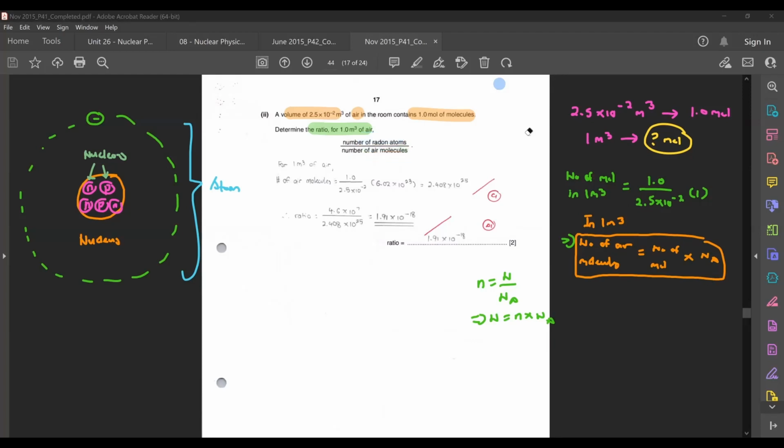Okay. So here, that's why you see the working is for 1 meter cube of air, the number of air molecules is 1 divided by 2.5 times 10 power minus 2 times 6.02 times 10 power 23, giving you this amount of air molecules. This one by right is your number of moles. Okay. So once you have the value, just straight away find the ratio. This divided by this will give you 1.91 times 10 power minus 18. This would be the ratio.